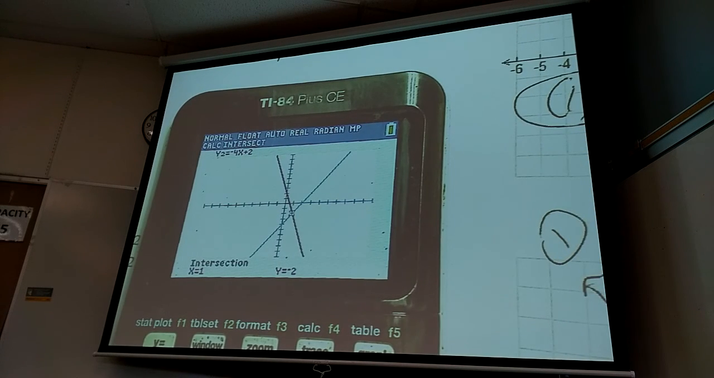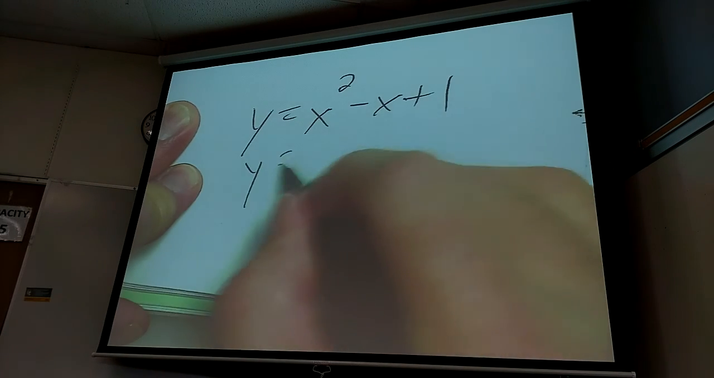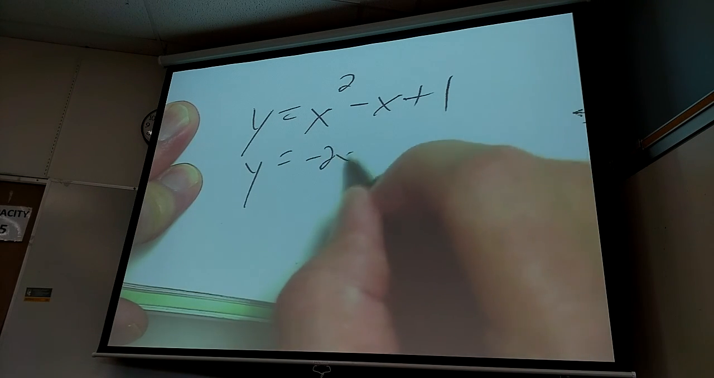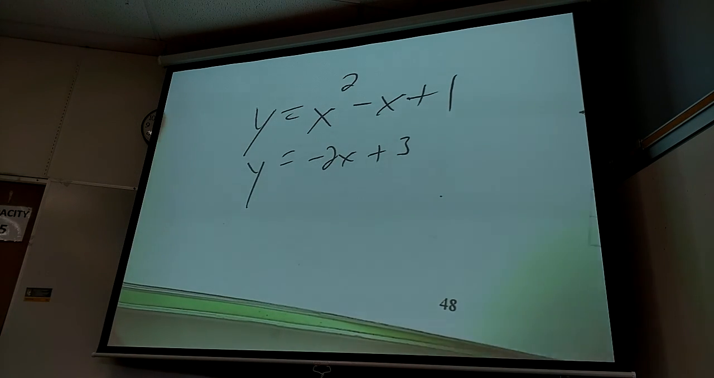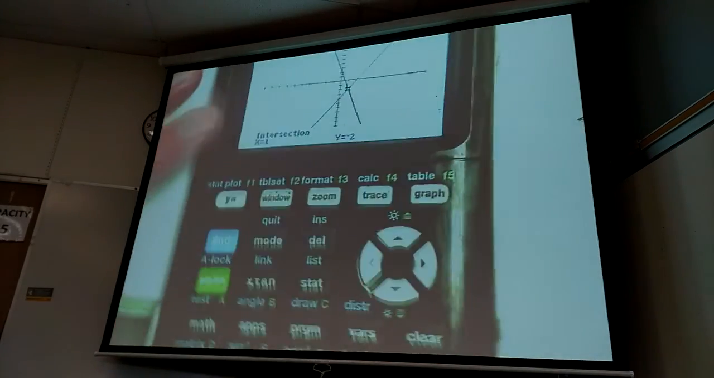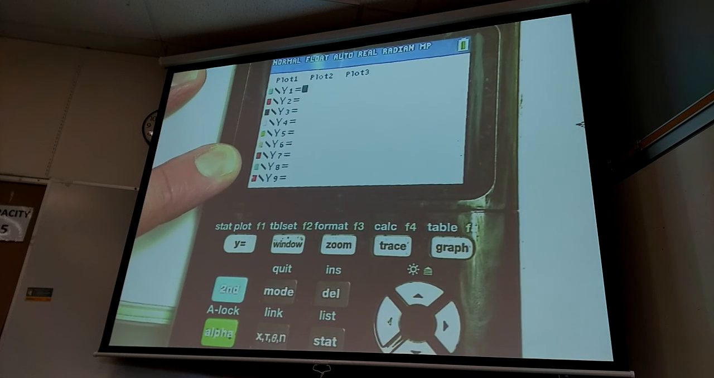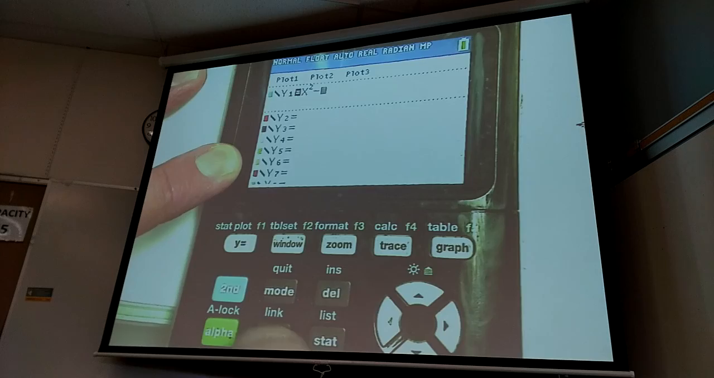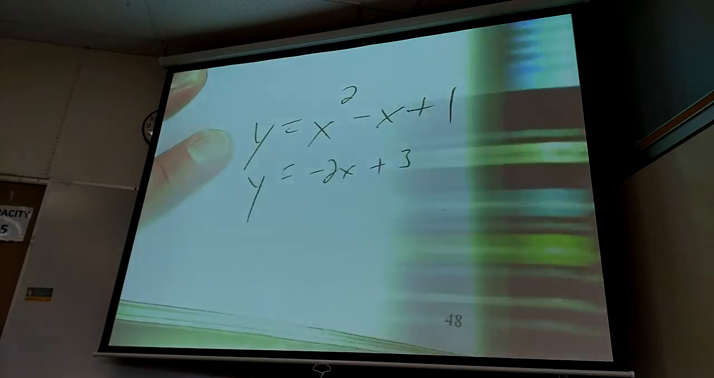So even if I had an equation like something exceptionally weird, what if I had an equation like y equals x squared minus x plus 1, and y equals, what you got, Jeff? Negative 2x plus 3. I can still use that same method to solve these. Put in there x squared minus x, what did I say, plus 1. And you put in there, what else did I say? Negative 2x plus 3.